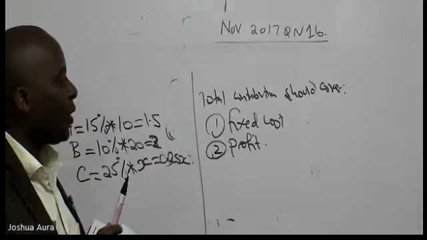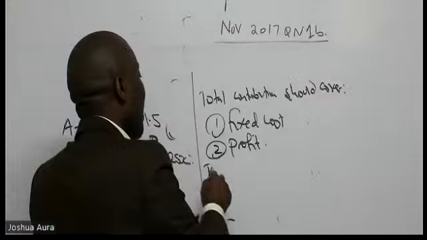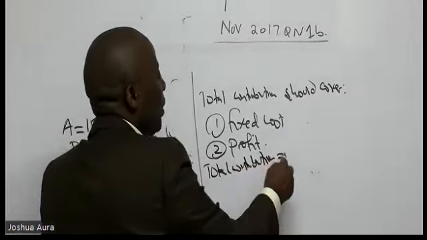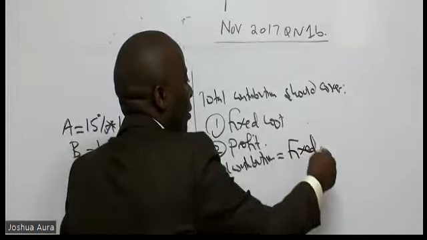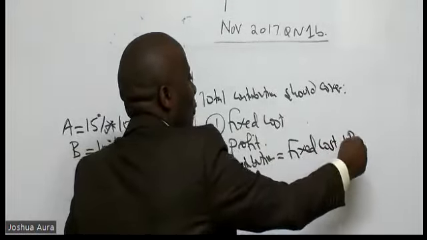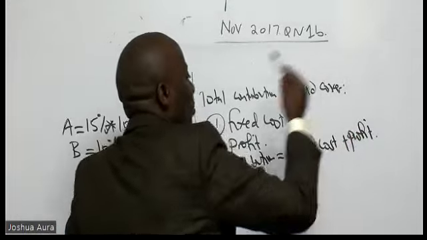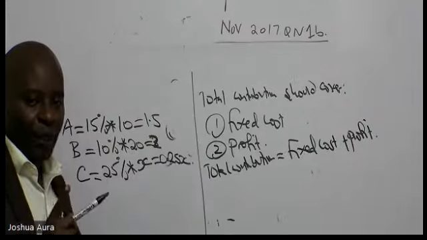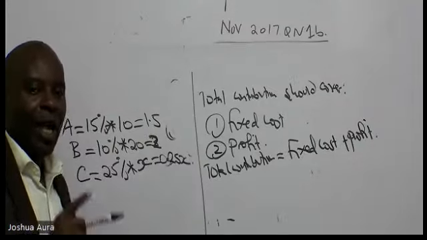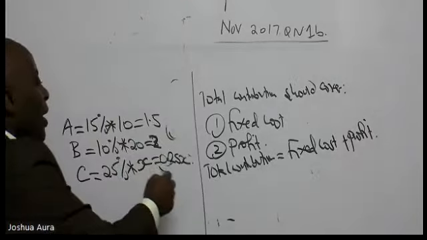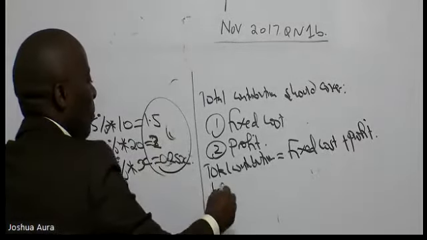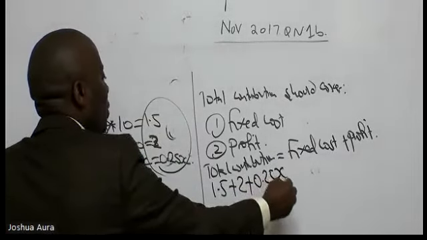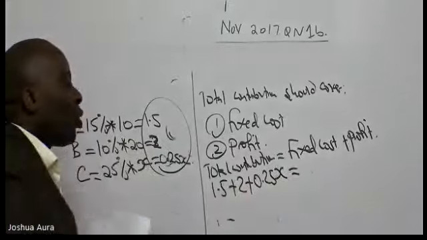So you're saying something very important, that basically my total contribution should be equal to fixed cost plus profit. Total contribution should be fixed cost plus profit. Very important for us to appreciate this. And the total contribution that I have here is 1.5 plus 2 plus 0.25x, which should be equal to the fixed cost of the firm.